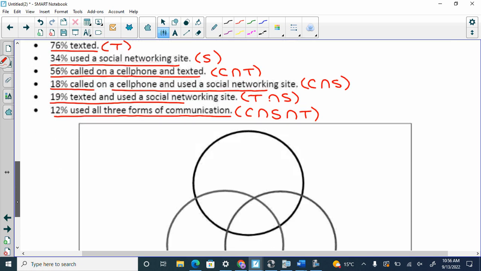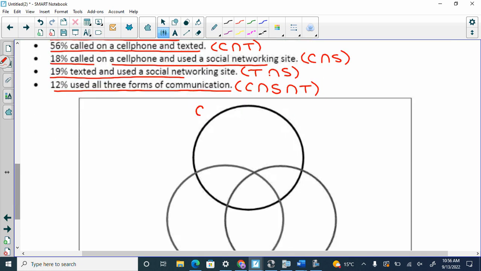12% used all three. I have to first label stuff. I'm going to do C, T, S. 12% used all three. Then I have to move to my ands. So I do the alls first, then the ands, then the single circles, then the ors, because I'm moving from smallest shape to largest shape. All is that little weird bendy triangle in the middle. Ands are the eyeball shapes. The singles are the circles. The ors are the snowmen, so it's two circles. So I'm going from smaller shape to larger shape.